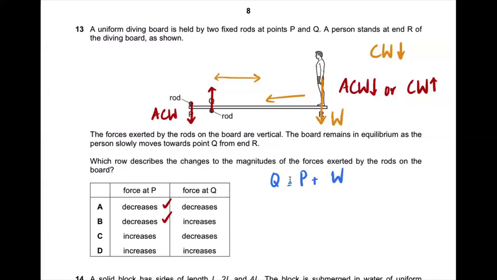So because P is going down, and W is the same, for equilibrium, because the right-hand side of this equation is decreasing, the left-hand side should decrease as well. So the force at Q should also decrease. Hence, the answer for this option is A. So a very technical question, this one. Let's go on to another one.